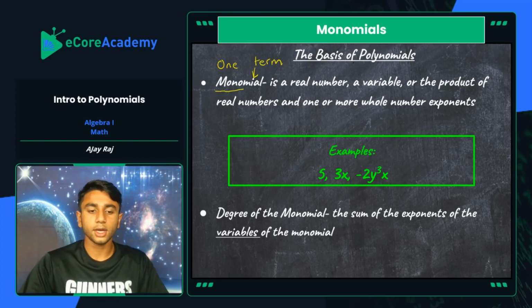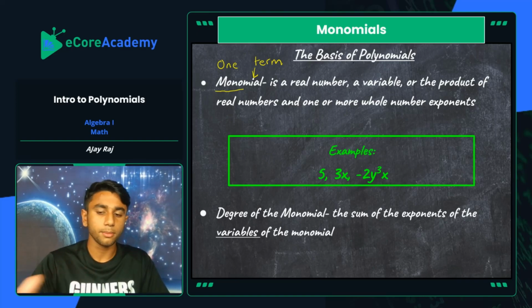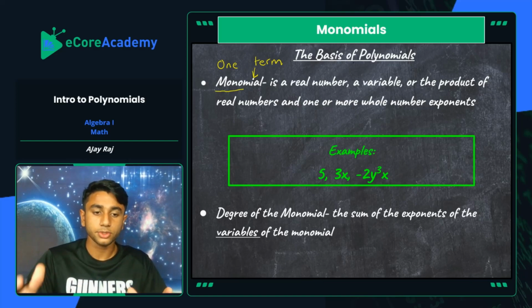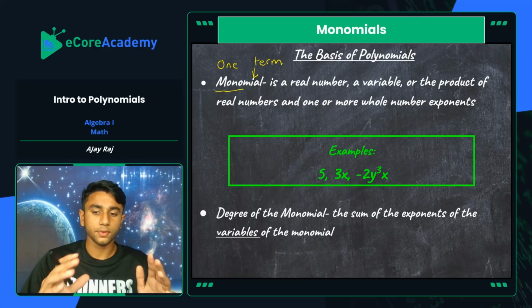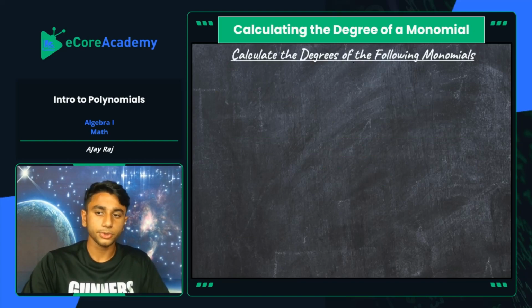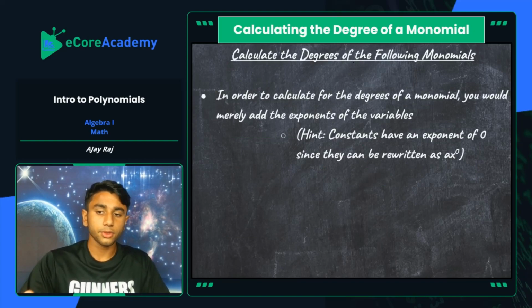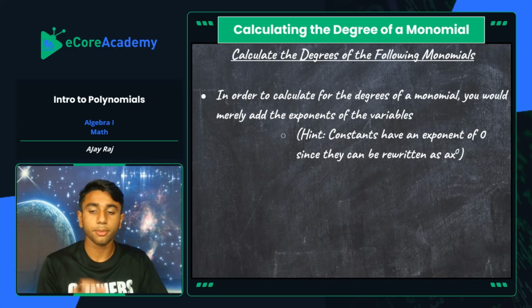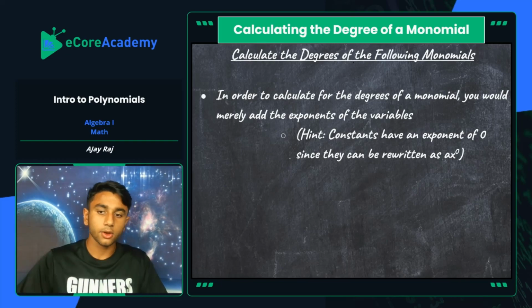Then another important aspect of this is the degree of the monomial. That's essentially the sum of the exponents of the variables of the monomial. So if you look at all the variables in that monomial, you add their exponents up, and you get your degree. So let's calculate the degree of our monomials. In order to calculate the degree of a monomial, you'd merely add the exponents of all the variables. Remember, the key term is variables here.